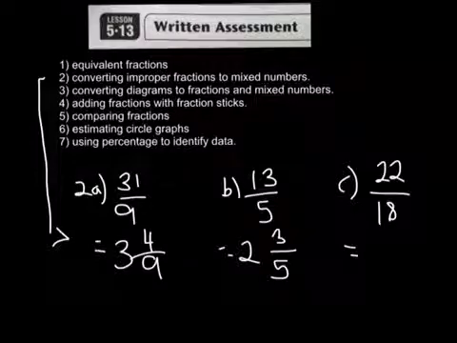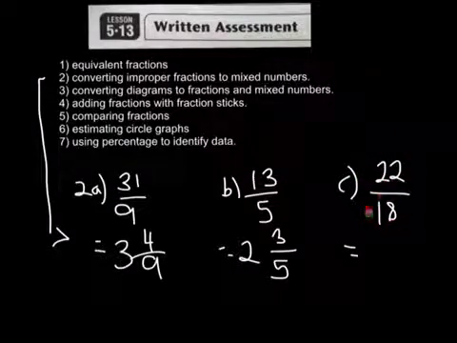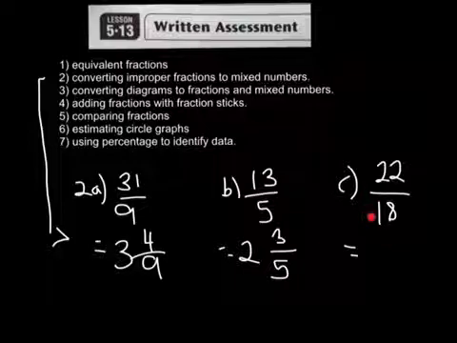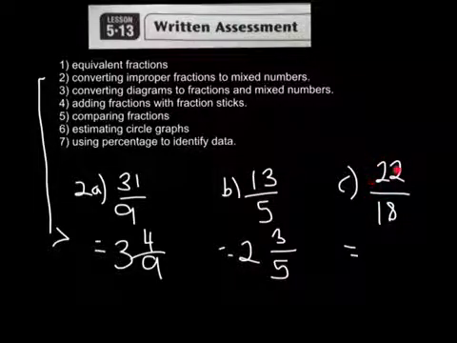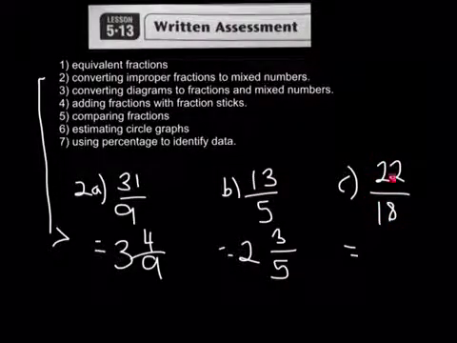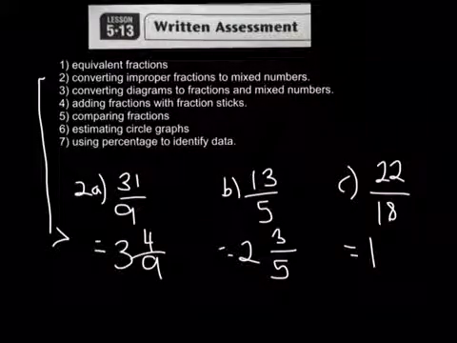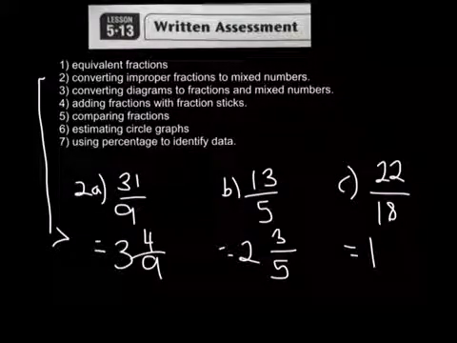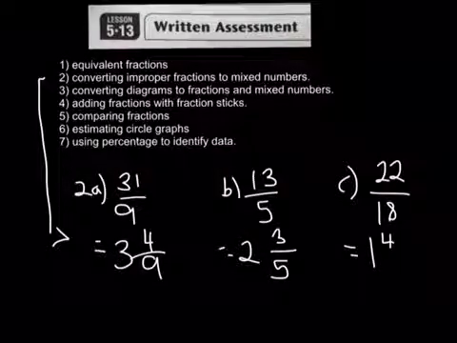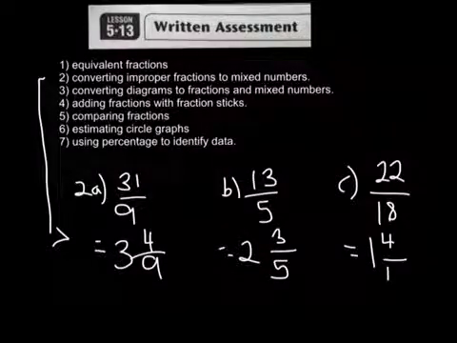And now 22 over 18. How many 18s do we find in 22? How many 18s can fit in 22? Well, only 1, because if I count by 18s, I have 18. The next one is 36. That's way over 22. So we really only have 1 18. So you go ahead and write the 1. And then what do we have left over? Okay, we have 4 left over, because from 18 to 22 is 4 over 18.